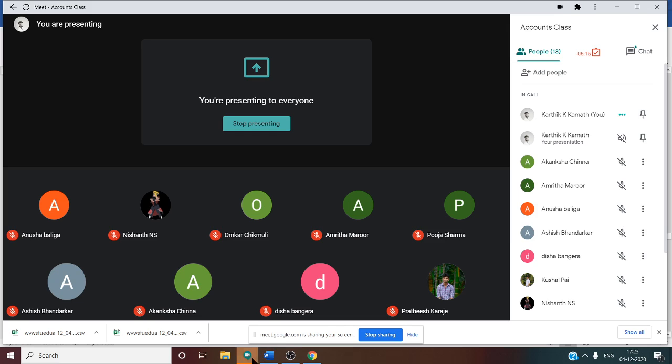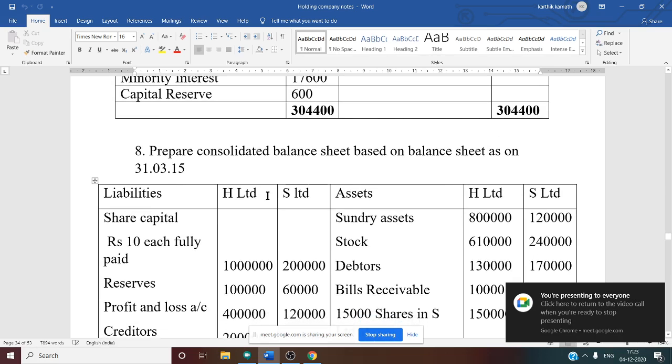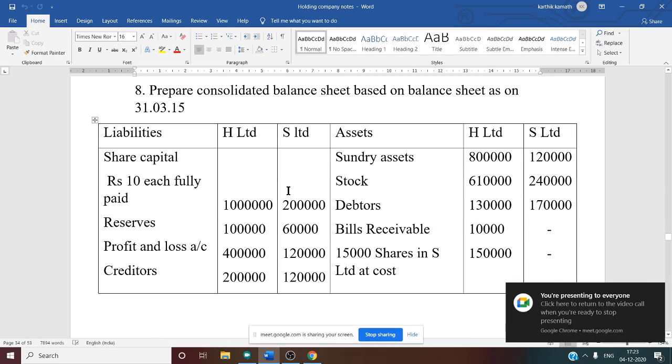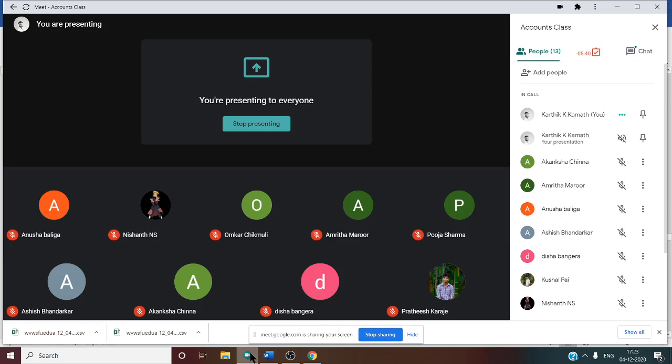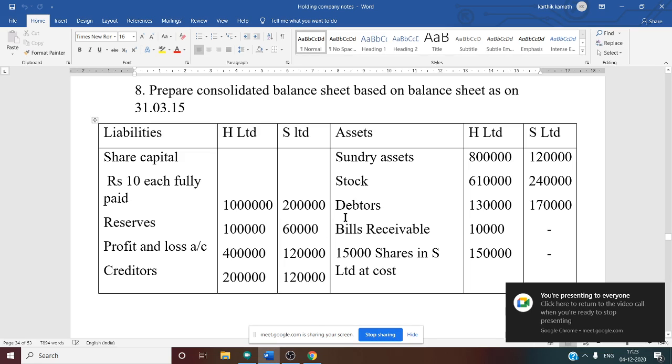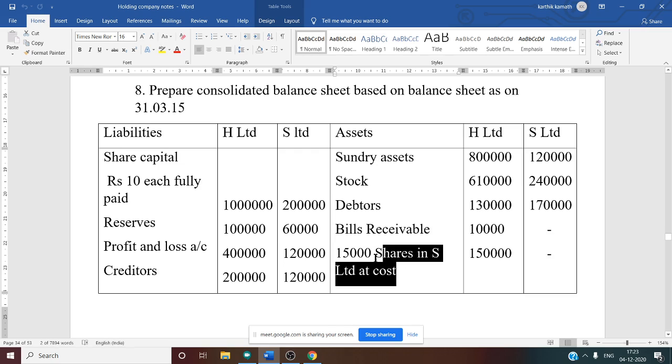Yes. So till now we have discussed 7 problems on holding company accounts. So now let us see problem number 8. Prepare the consolidated balance sheet based on the balance sheet as on 31st 3 2015. On the asset side, sundry asset information is given, stock is mentioned, debtor is given, bills receivable. Okay, bills receivable, if there is any intercompany transaction, then there is an adjustment.